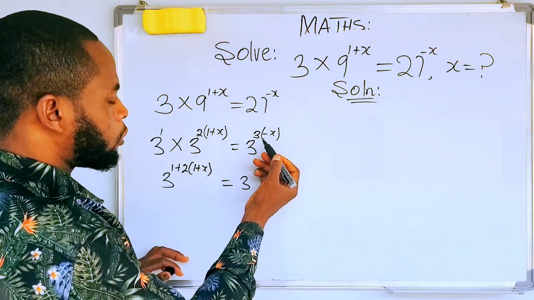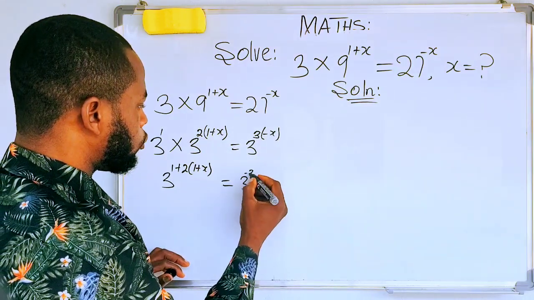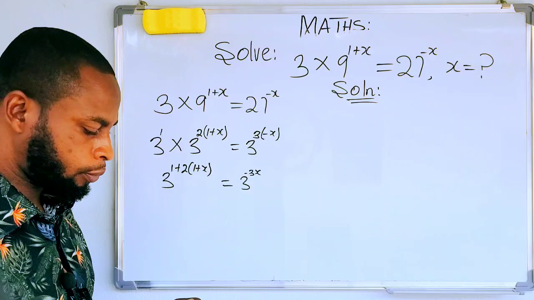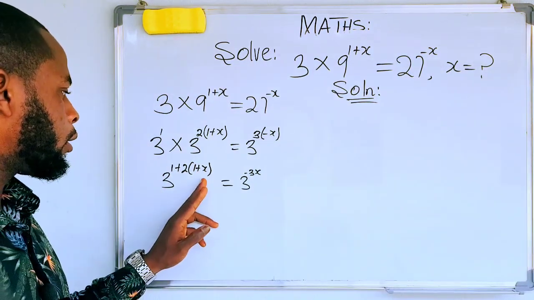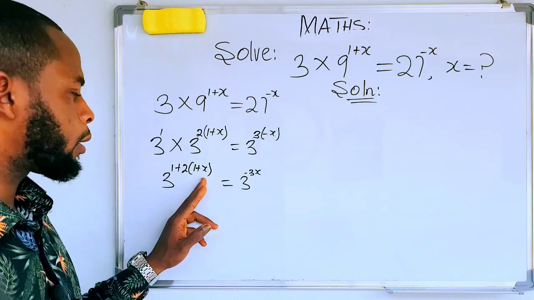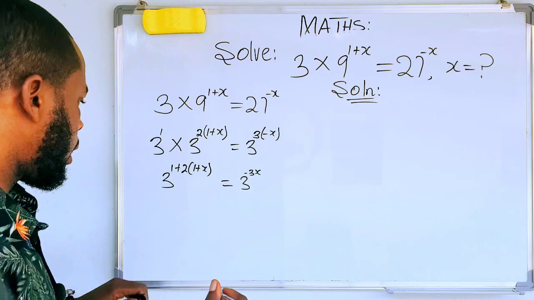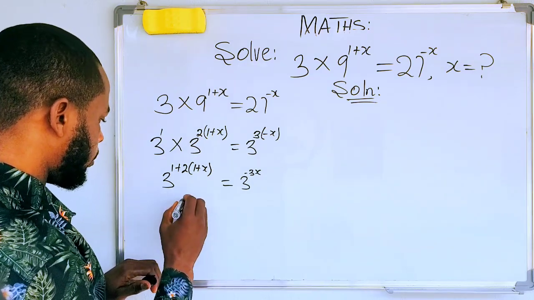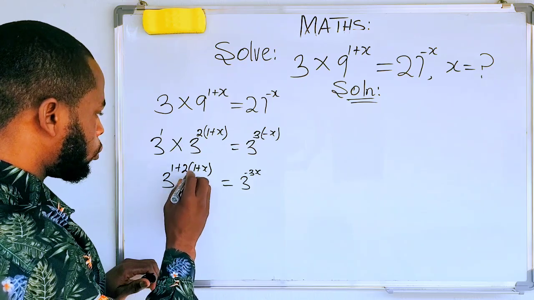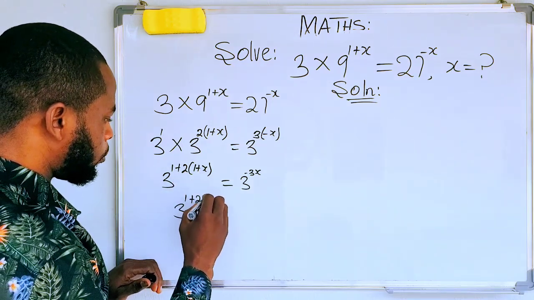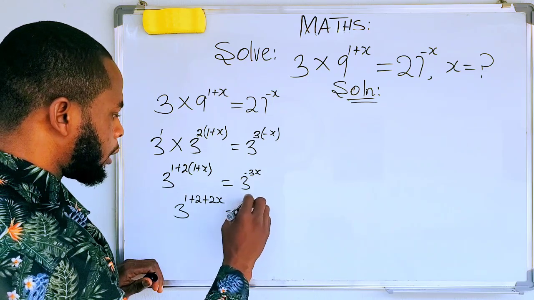Here we multiply out these powers. 3 times minus x, that will give us minus 3x. And we are going to simplify this further by clearing out these brackets. Now we are going to multiply each term inside the bracket by 2. And we have 3 to the power of 1 plus 2 times 1, that gives us 2, 2 times plus x, that gives us plus 2x equals 3 to the power of negative 3.